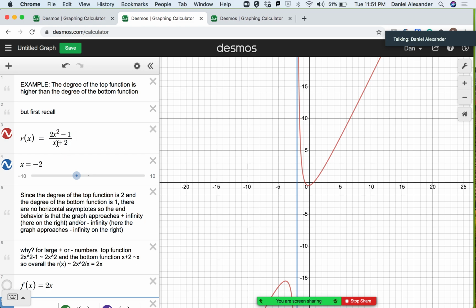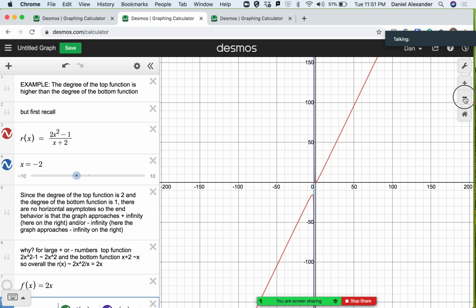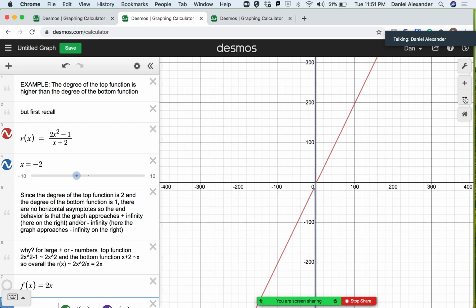Therefore, according to what I said earlier, this graph isn't going to have any horizontal asymptotes. It's going to go off to infinity or minus infinity. So I'm going to zoom out, and I think you'll see that. See how the graph just keeps going up on one side and down on the other side. Okay, now what's going on? Well, it's the same idea.